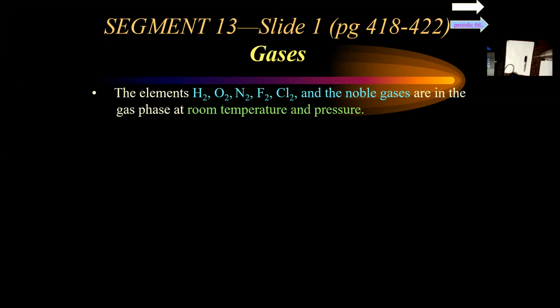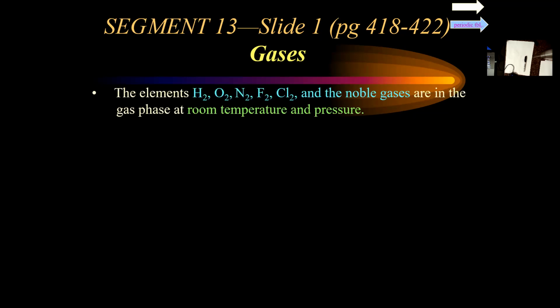Hydrogen is H2, oxygen is O2, nitrogen is N2, fluorine F2, chlorine Cl2, and of course the noble gases, helium, neon, krypton, xenon, and radon, are all gaseous at room temperature. Just along those lines, the vast majority of all the elements on the periodic chart are metals, and almost all of them are solids. There are actually these gases and two liquids at room temperature on the periodic table.